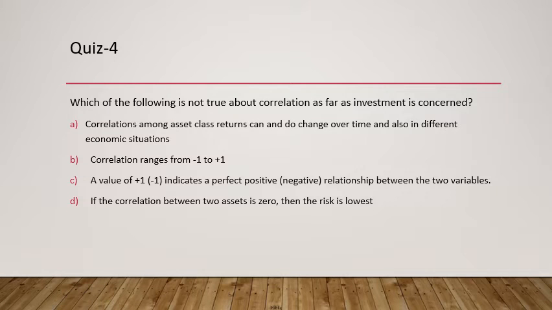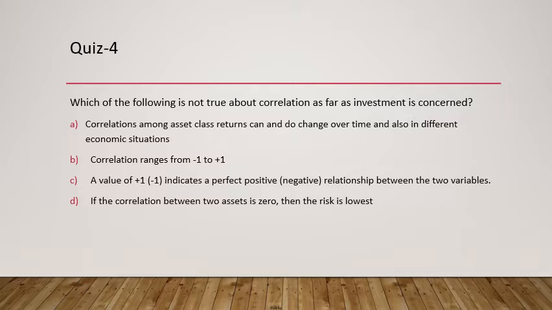Which of the following is not true about correlation as far as investment is concerned? So the first question that we just saw was about the concept of correlation. Here we are kind of evaluating four different statements and seeing which one of that is not true. The first statement, correlation among asset classes returns can and do change over the time and also in different economic situations, which is very valid and true because correlation between gold and equity can change. Correlation between, say, equity and bonds can change, right? So it may change over a period of time, there's no denying the fact.